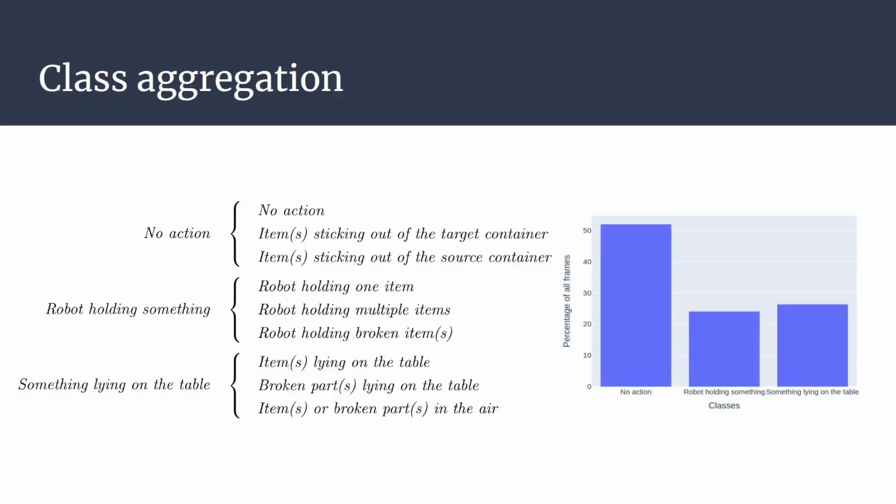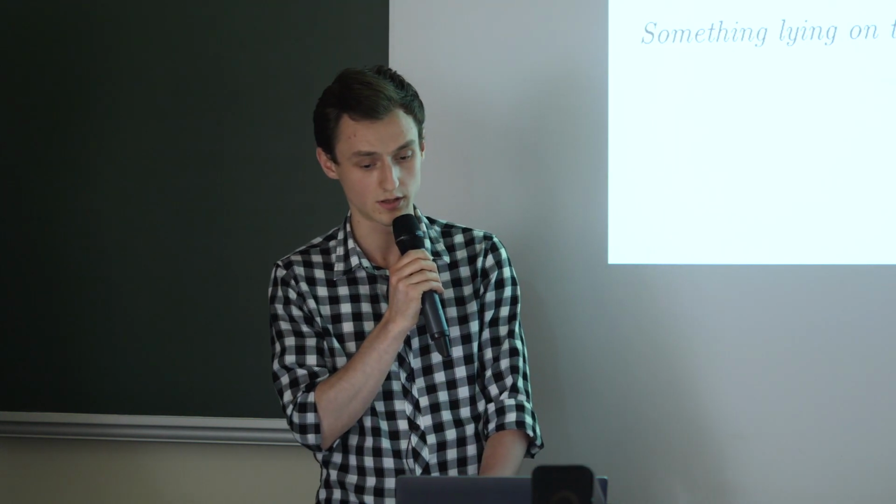So the big advantage of the definition of these classes that we presented before is that we can create labels for the model as subsets of these classes. So we basically define 3 classes, which are no action, which is no action from previously, plus items sticking out from either of the containers, because this class is extremely underrepresented. Another class is robot holding something, and the last one is something lying on the table, which also includes the added class of items or broken parts in the air, because per frame they all look the most like this class, and there are too few examples of it to separate it into a separate class.